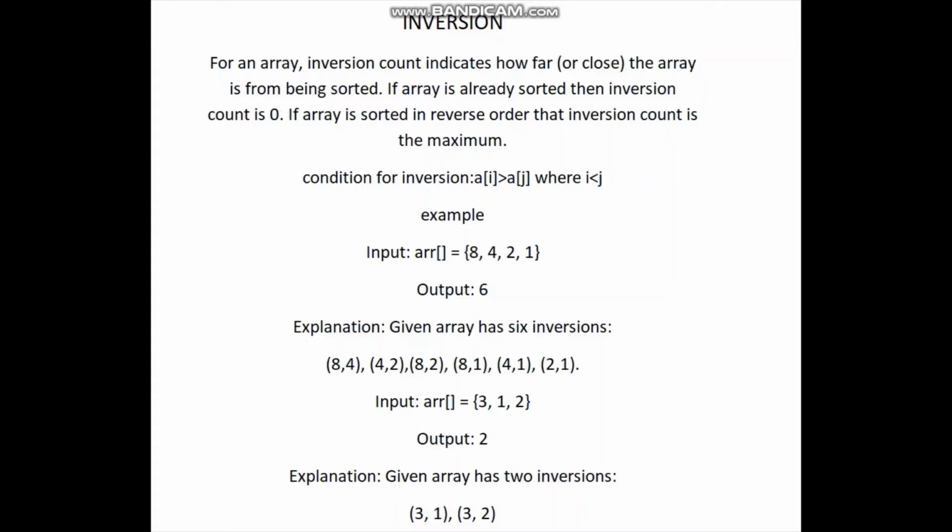Let's see the example. Like 8 comma 4. 8 is greater than 4, but it occurs first in the array, so it will count as an inversion. And 4 comma 2, 8 comma 2, 8 comma 1, 4 comma 1 and 2 comma 1, in all of these the first element is greater than the second one and it occurs first in the array, so each will count as an inversion.